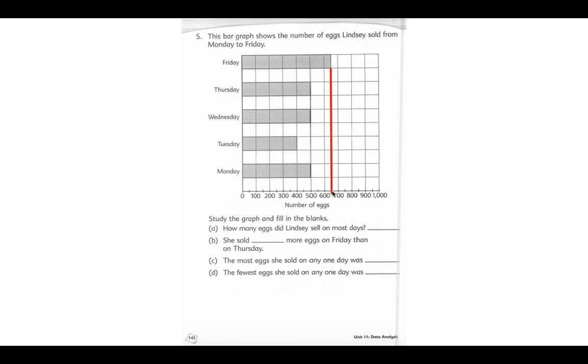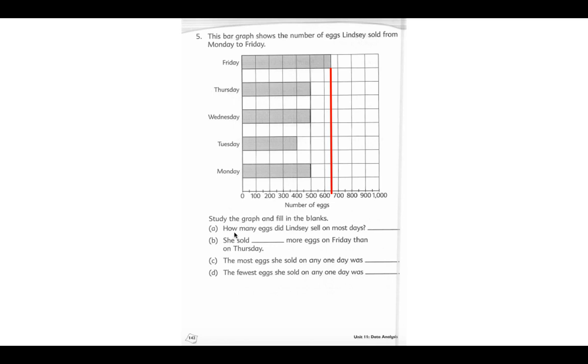And then look what I did here. You'll notice that I put a line. You might want to do that when you're doing this, just so you can make sure you're following the correct line down. So I noticed that Friday, by drawing a line, was 650 eggs. So feel free to use the tools or use your pencil to create lines.